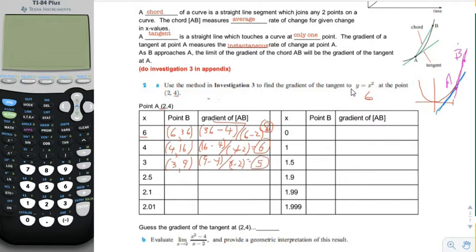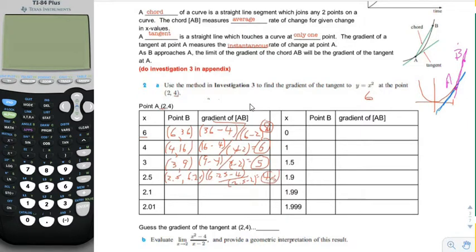What about 2.5? Ooh, this is getting kind of harder. 2.5 comma 2.5 squared is, let me use the offline calculator because it's faster. 2.5 times 2.5 equals 6.25. So here we're going to have 6.25 minus 4, and we're going to divide it by 2.5 minus 2. So on the top we're going to have 2.25 divided by 0.5, and that'll give us 4.5.